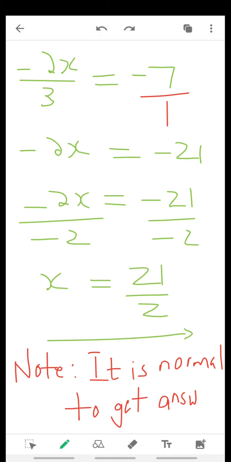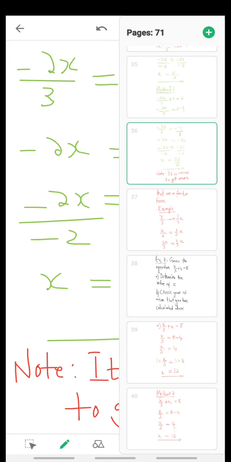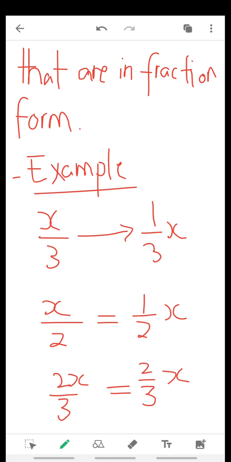Please note, very important, it is normal to get answers that are in fraction form. It is normal, like 21 over 2. Don't say, why is my answer a fraction? Please note it down. It is normal.